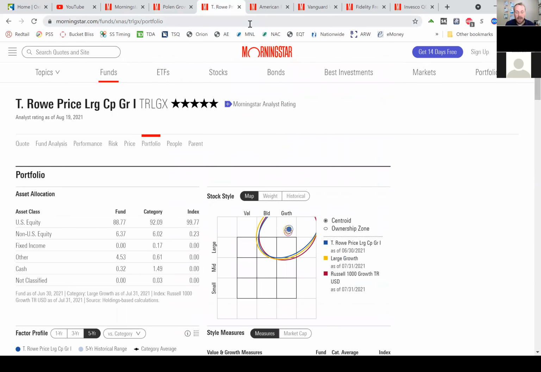Some of you have probably heard that I love T. Rowe Price. The T. Rowe Price Large Cap Growth is, in my opinion, one of the best mutual funds that's out there, widely used in 401ks. Again, another tight circle here.